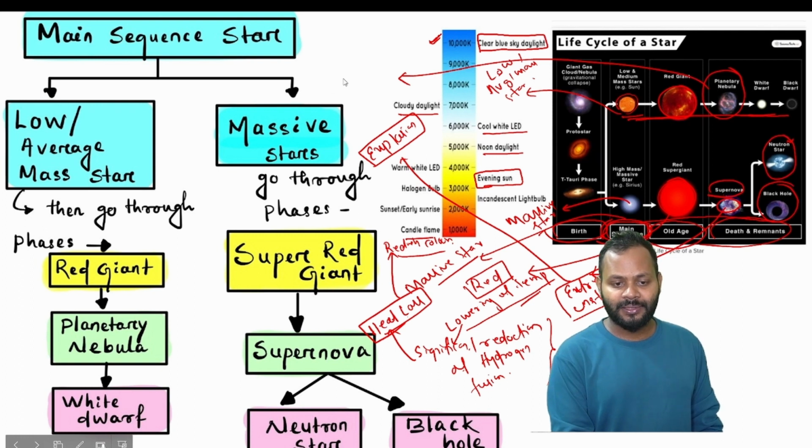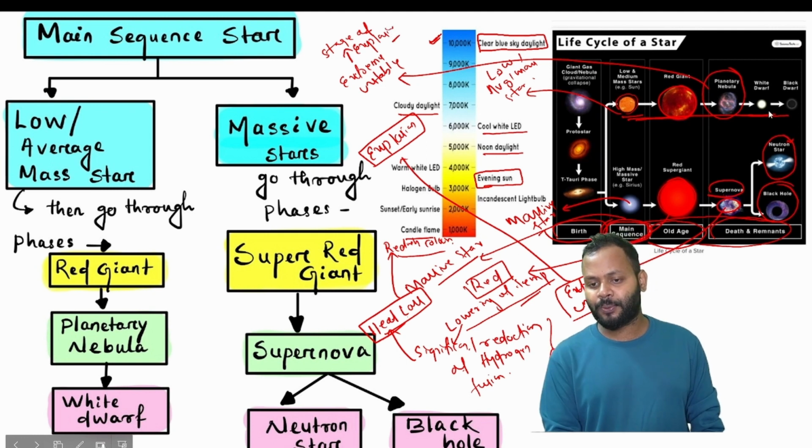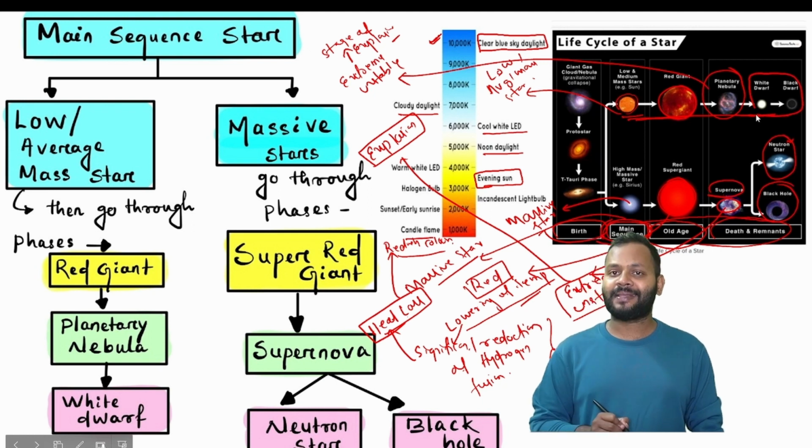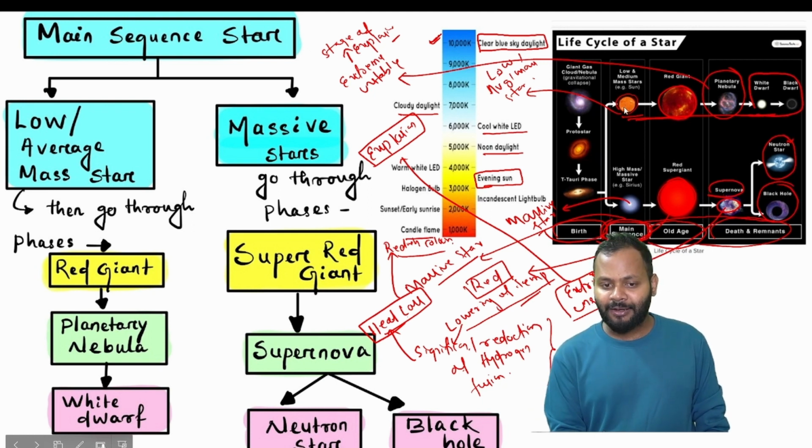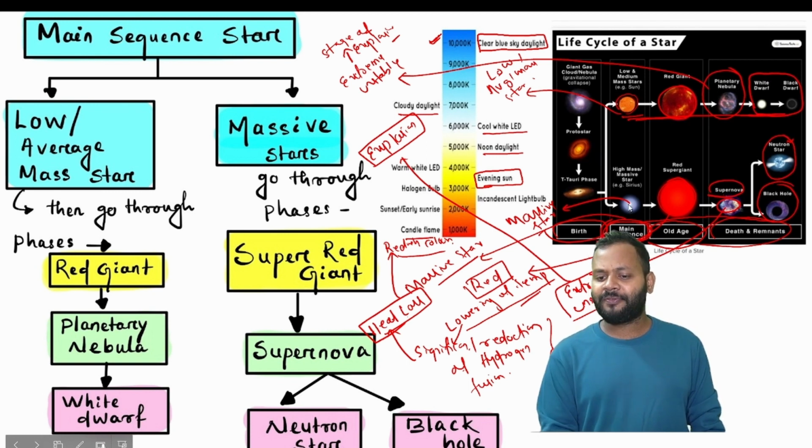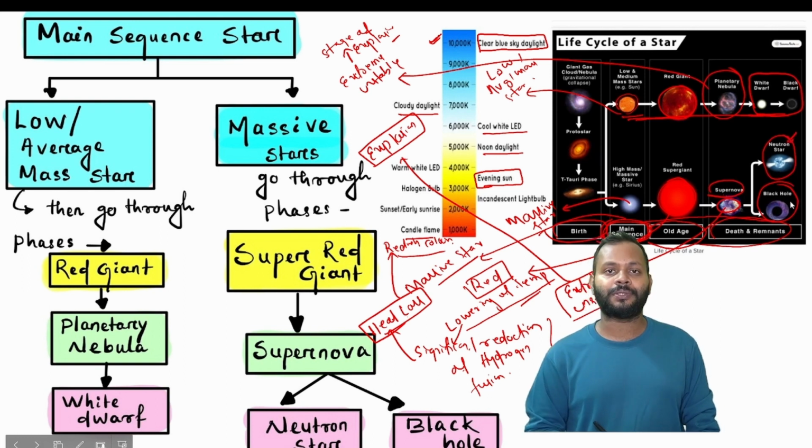So it is extremely unstable, and this is also the stage of explosion. What happens in this stage of explosion is that you get a white dwarf and then a black dwarf as the death remnant. So when the star is low or average, you get this as a byproduct. When the star is very massive, the end product is a neutron star or a black hole.